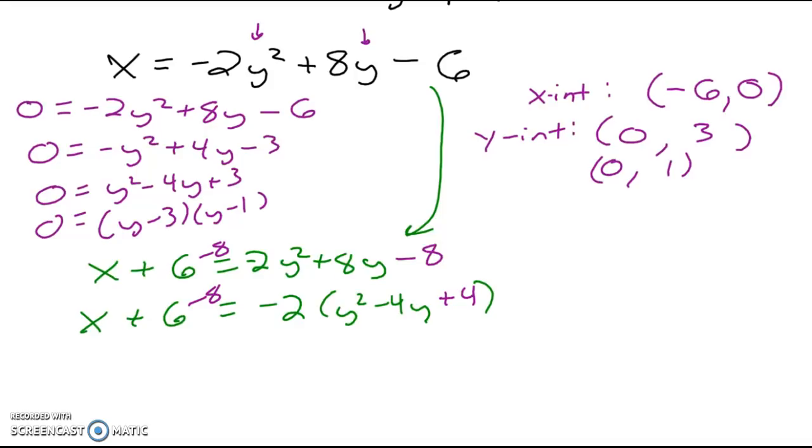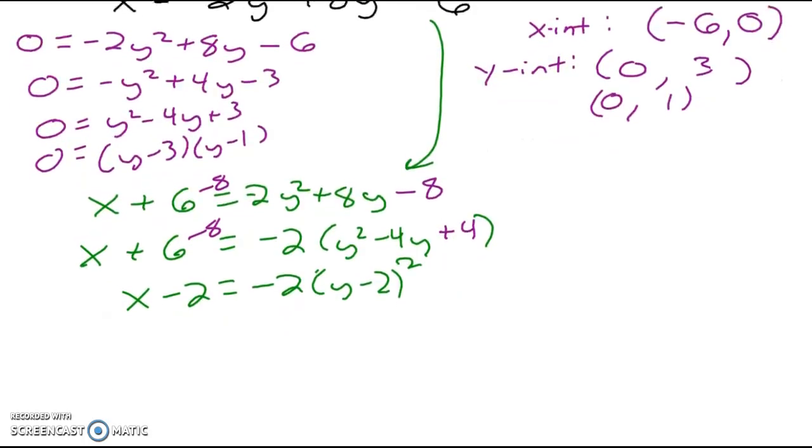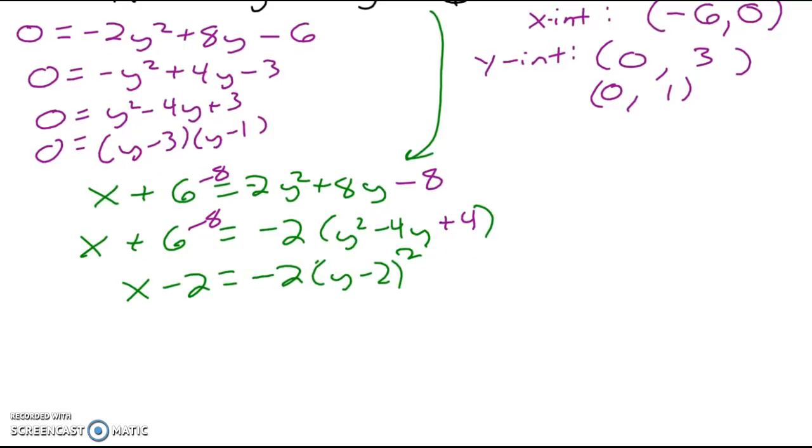So we have x minus 2 equals -2 times y minus 2 squared. We're here in vertex form, and that's going to tell us that our vertex is 2, 2.